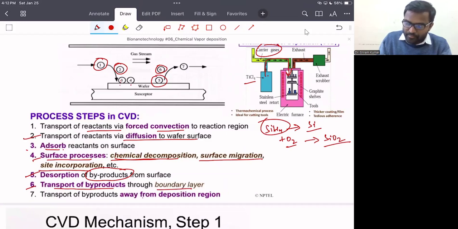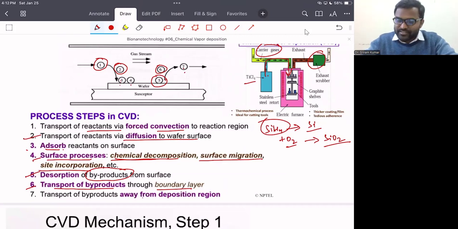And the seventh is about transporting the byproducts away from the deposition region. So from here to there, transportation happens. And after that we have the scrubber here, which removes the toxic elements from the exhaust gas. So these are the 7 key steps in the CVD technique.